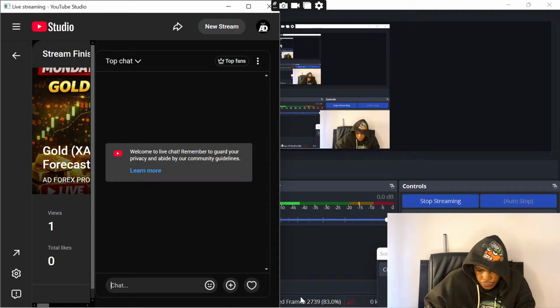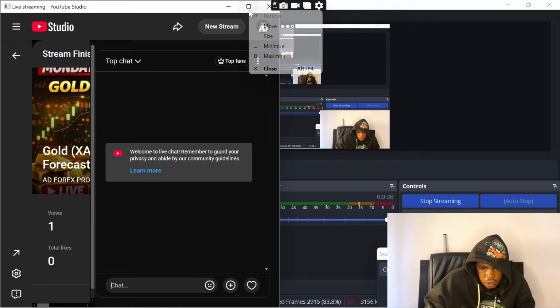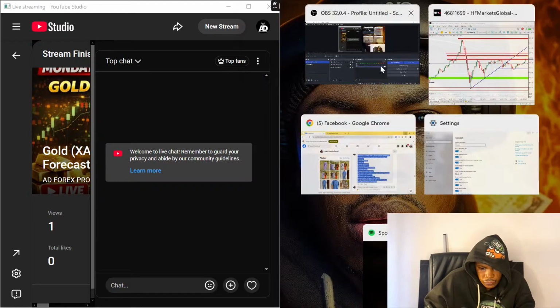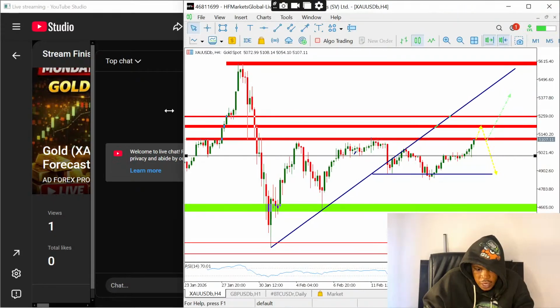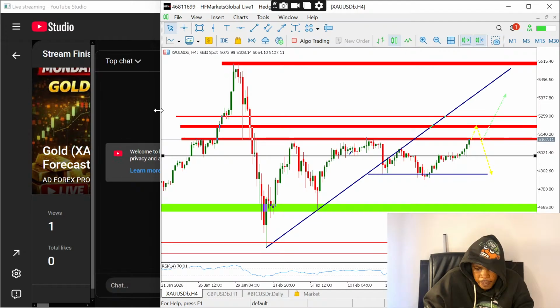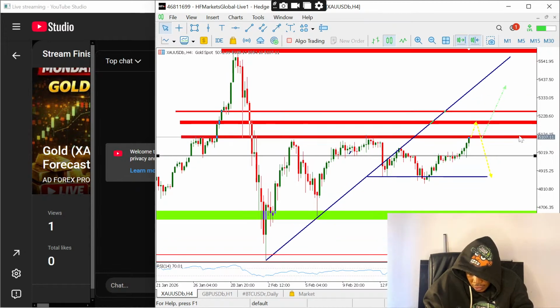So let's get onto our chart. Let's get onto a chart, man. So as you can see right here, this is the gold USD, and this is my analysis on gold USD.